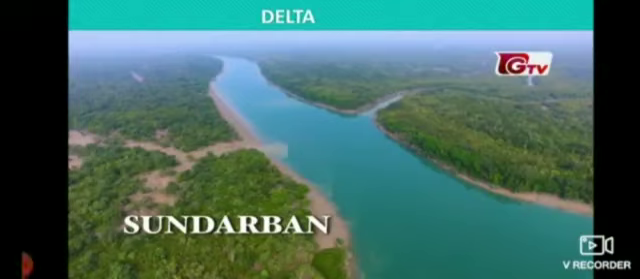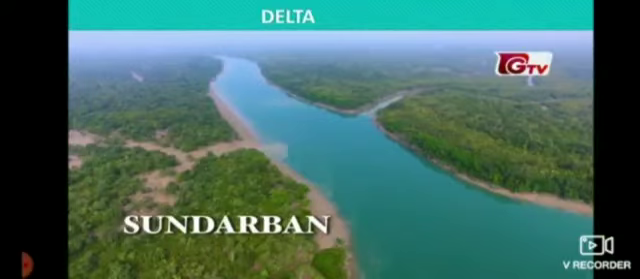What you are seeing here, children, is a picture of a delta. How can you define a delta? It is an area of land formed by soil deposit at the mouth of a river. Do you know which is the largest delta in the world? That is what you are seeing here, Sundarban Delta. So this is the largest delta in the world itself.